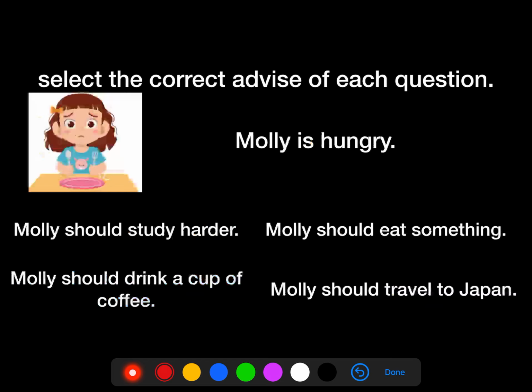Select the correct advice of each question. So we need to pick the correct advice for Molly. So Molly is hungry right now. Then which would be the correct advice for Molly right now? Molly should study harder. Molly should eat something. Molly should drink a cup of coffee. Molly should travel to Japan. So which would be the correct advice, everyone?